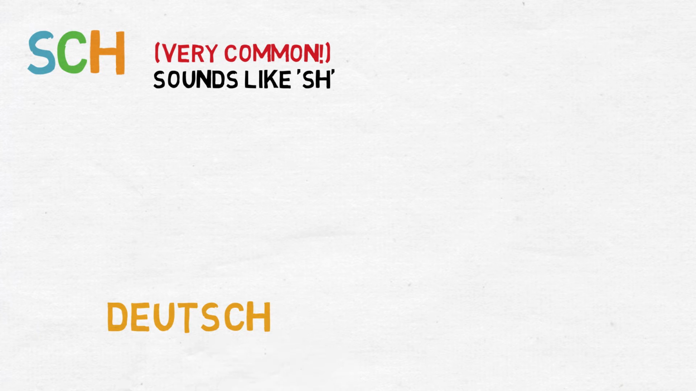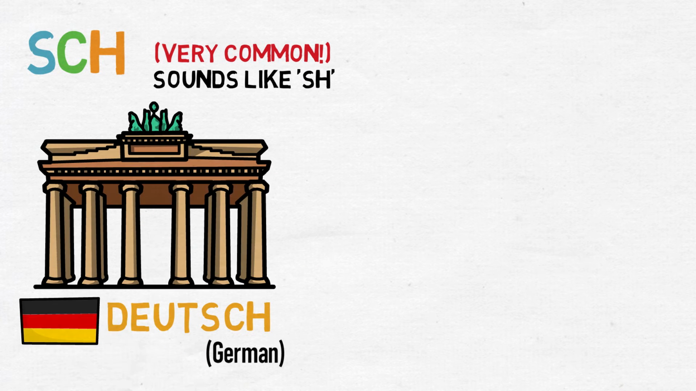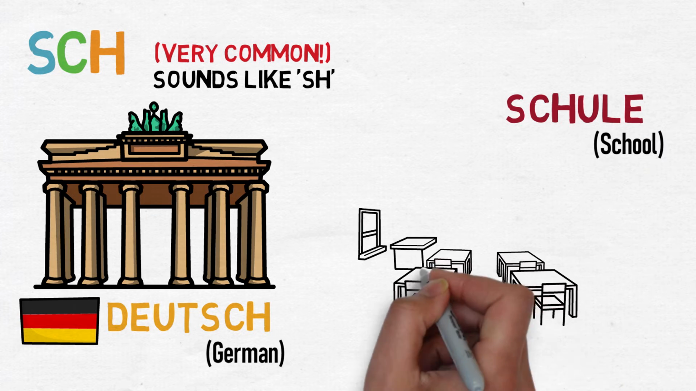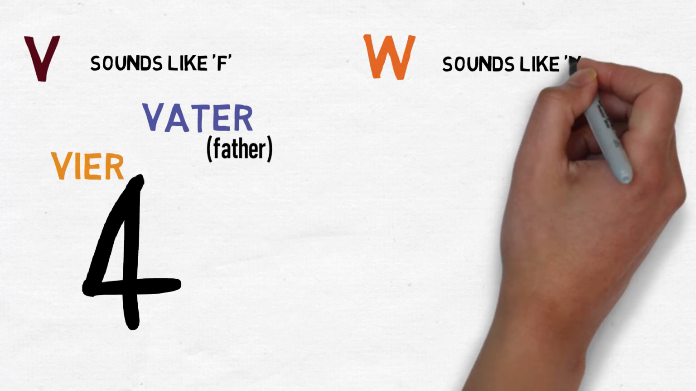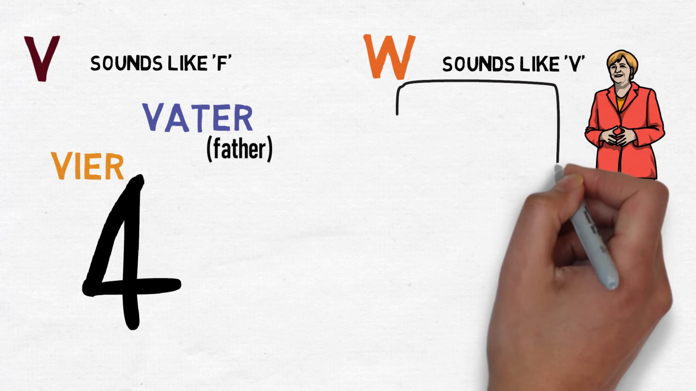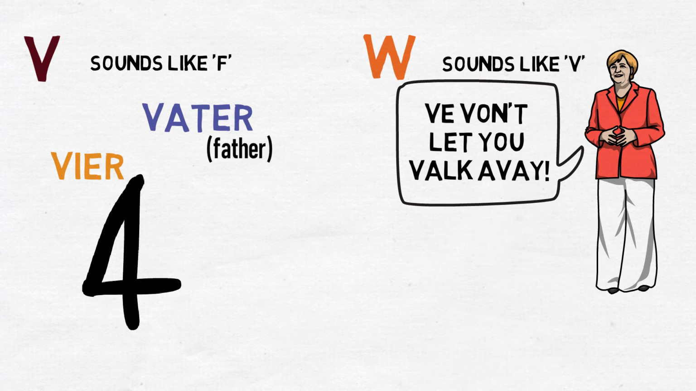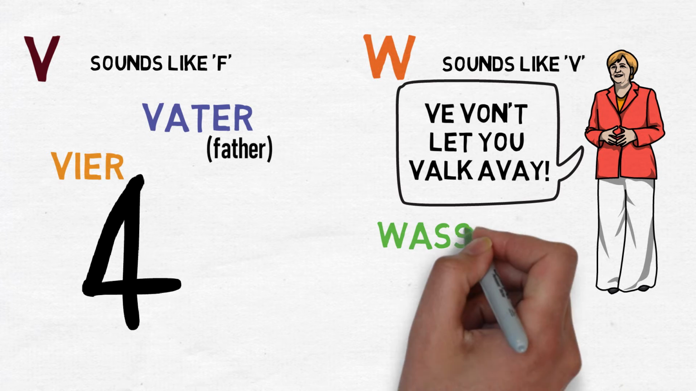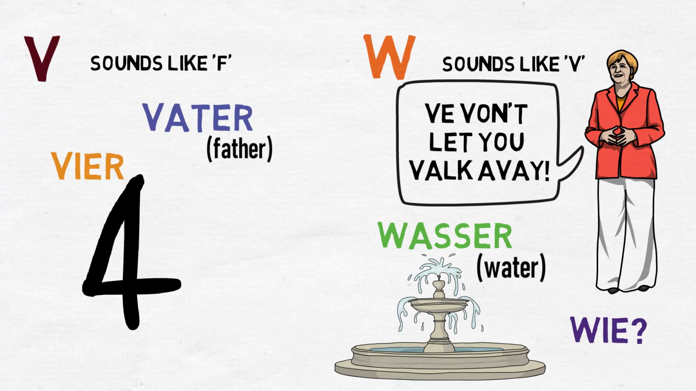SCH. This combination happens a lot and sounds like sh. For example, Deutsch, meaning German, or Schule, meaning school. V. This sounds like a f. For example, vier, meaning four, or Vater, meaning father. W. This sounds like a v and is the reason why stereotypical German accents sound like "We won't let you walk away." Examples are Wasser and wie, meaning how.